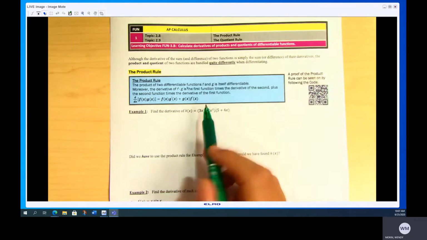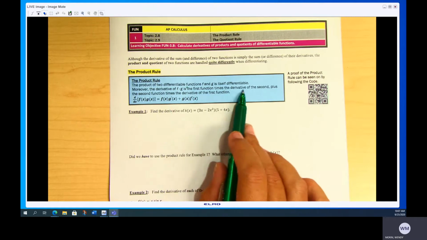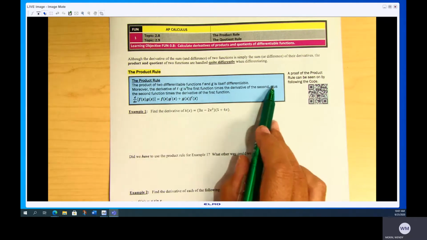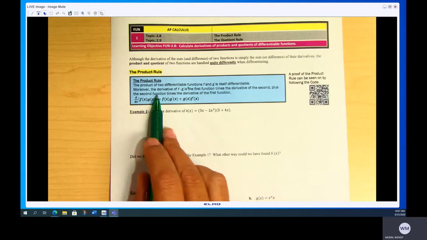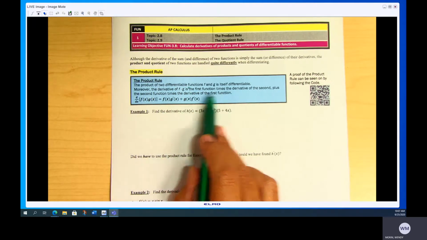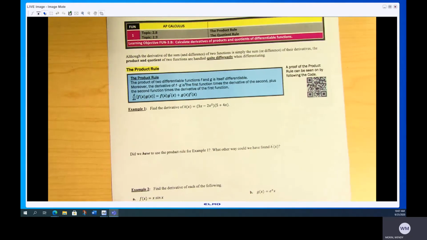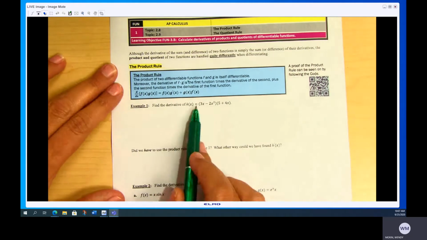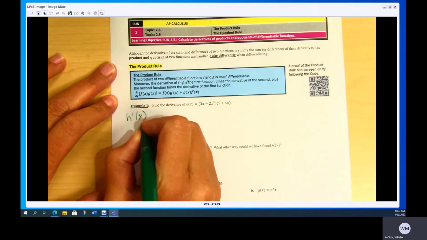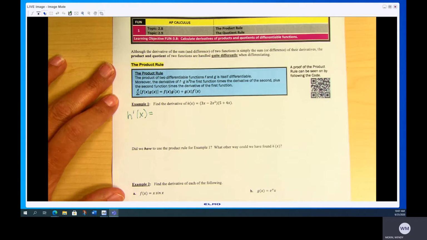So memorize the first function times the derivative of the second plus the second times the derivative of the first. Okay, so we just have to memorize. Let's go ahead and try this on h of x. If you want to stop the video and try it on your own, you can do that now.